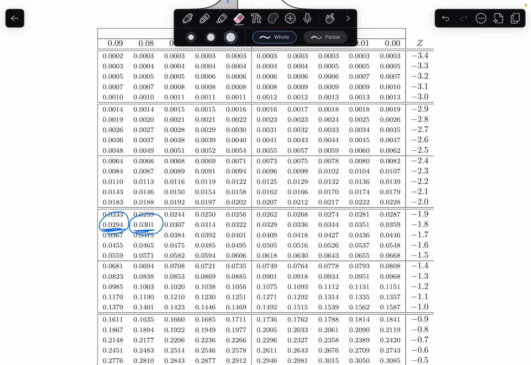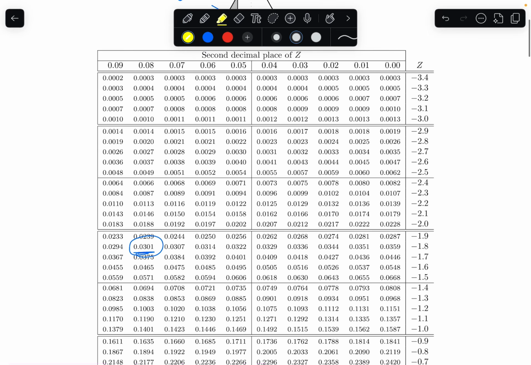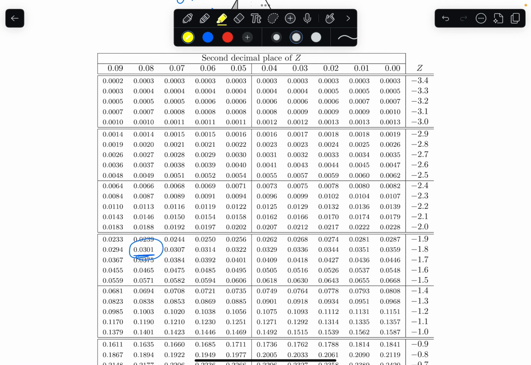But it turns out it's going to be 0.0301. This is the z-score that I want, or rather, this is the area that I want. It's as close as I can get to 0.03. So what I need to now do is find the z-score corresponding to this number. So I'm going backwards. I'm saying I'm looking at this row right here. This is the row I live in.